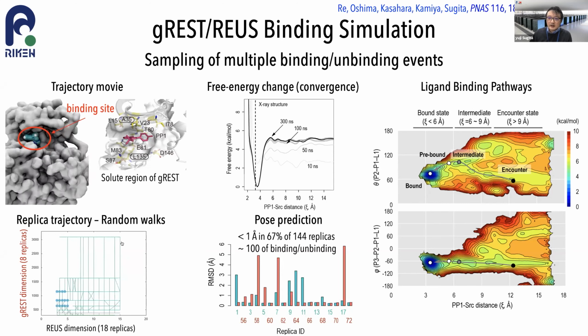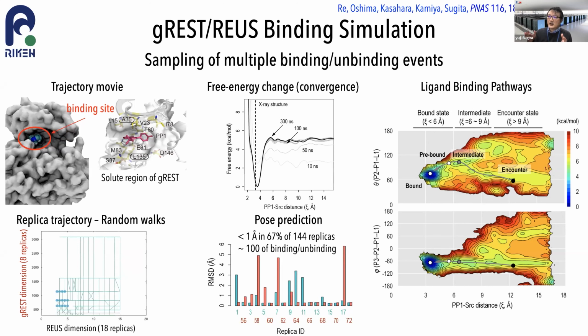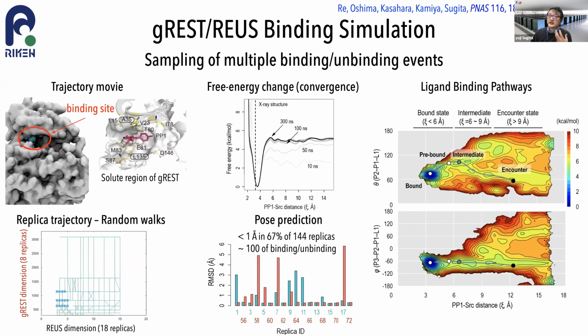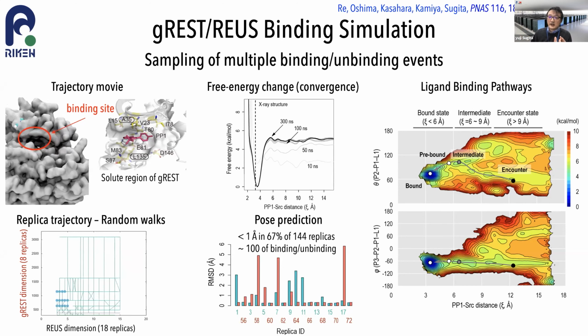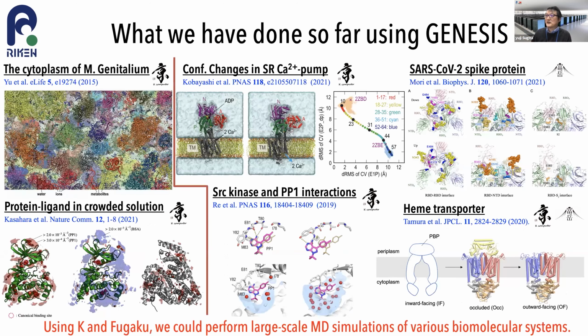So in this way, our approach is quite useful, not only for large-scale simulation, but also for biological simulation. I have more slides, but probably I should stop here. These are recent achievements from our group, including the crowding simulation, conformational change, protein-ligand binding, SARS-CoV-2, and the heme transporter. This is also membrane protein simulations.